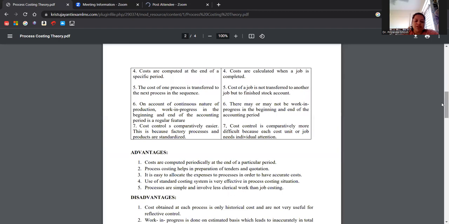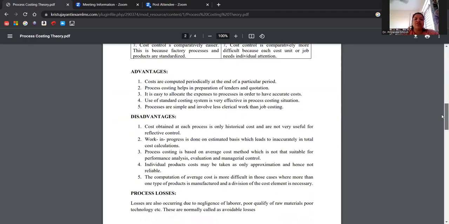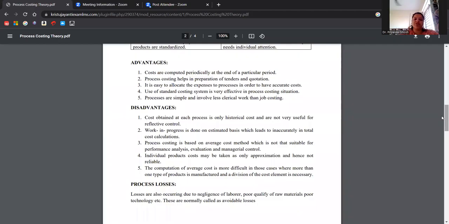In process costing, the cost of one process is transferred to the next process, but in job costing, it is not transferred. Process costing is continuous in nature, but job costing is not continuous in nature. In process costing, cost control is comparatively easier, but in job costing, it is not as easy. So what are the advantages and disadvantages of process costing?